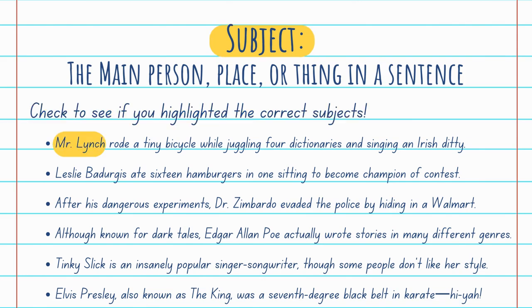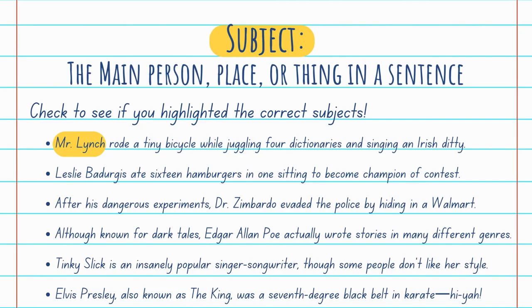Okay, let's check to see if you highlighted the correct subjects. In our first sentence, we've got Mr. Lynch. Mr. Lynch rode a tiny bicycle while juggling 4 dictionaries and singing an Irish ditty. What you really have to do is, number 1, look at the very beginning of the sentence. If we're just talking about an independent clause, a complete sentence with no other attachments, you can generally find the subject at the beginning. Mr. Lynch, that's our subject, the main person in this sentence who is doing something. Once you know what the subject is, you can easily find the verb.